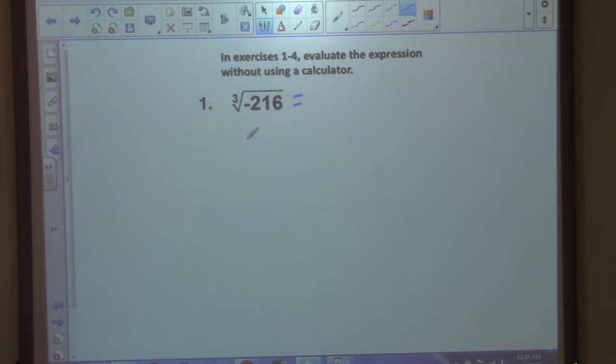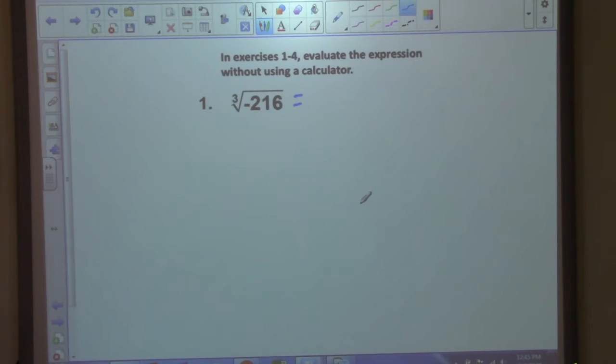Okay, first of all, it's going to be a negative or positive number. Negative. It's got to be negative, right? A negative times a negative times a negative equals negative, right? So we know it's got to be negative.